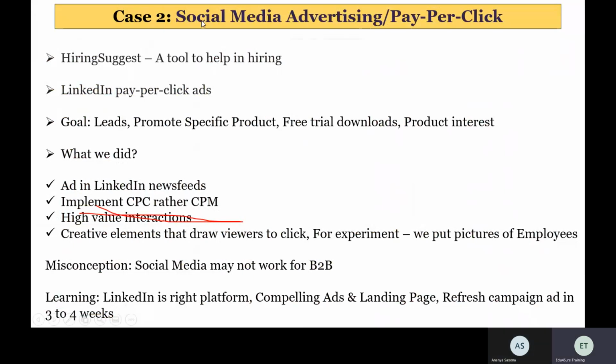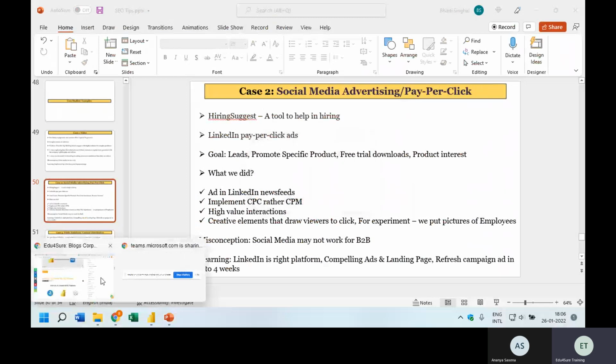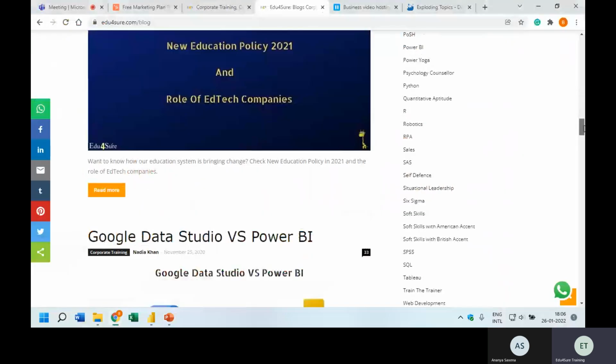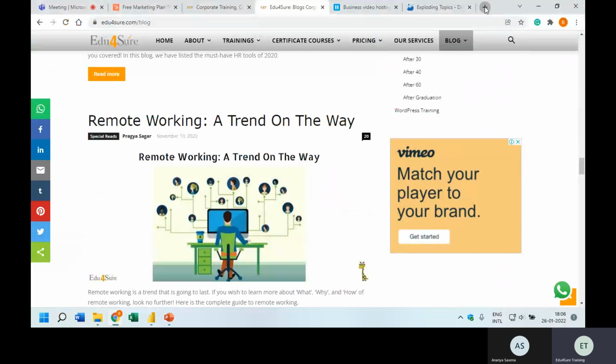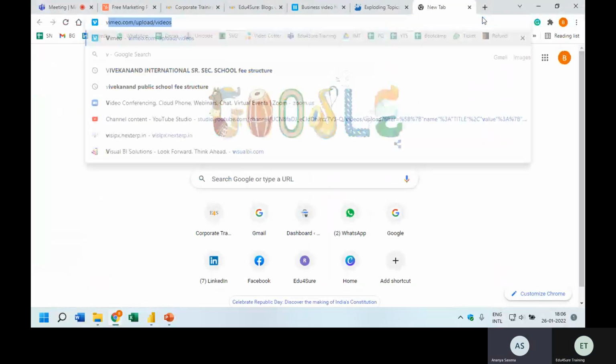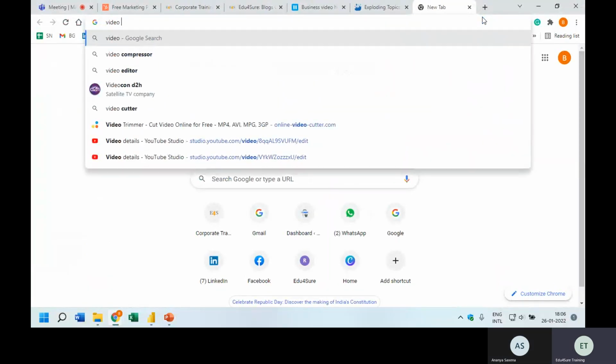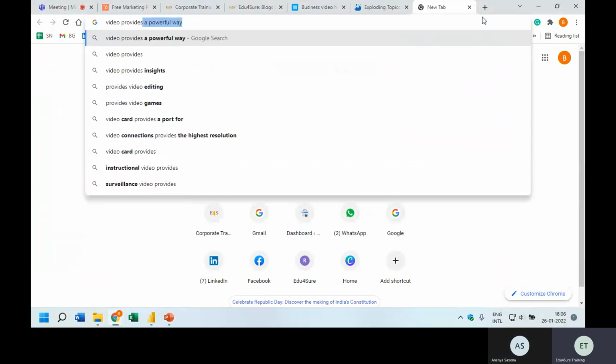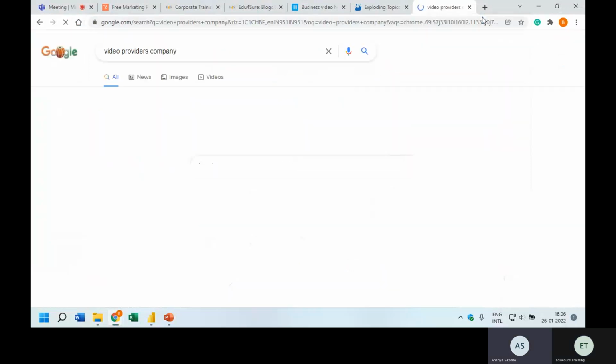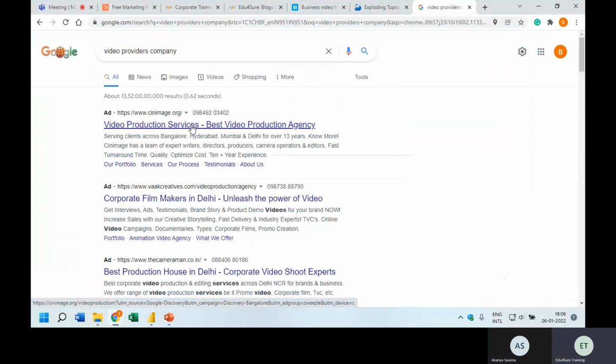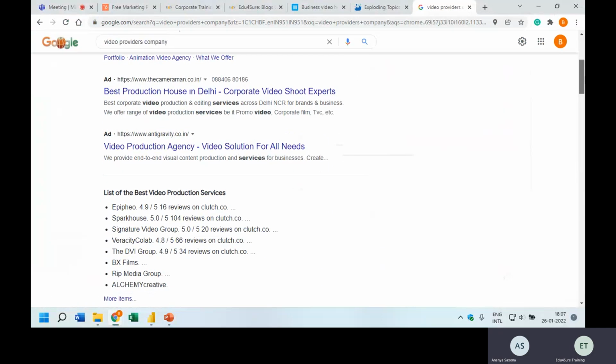CPM is usually like the example I showed you on Vimeo on the website. This is CPM. But when I'm talking about video provider companies, for example, this ad is coming. If I click, this is a CPC. If I click, the money of this company, cinemage.org, will be deducted.